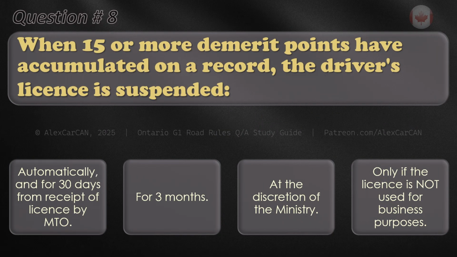Question number 8. When 15 or more demerit points have accumulated on a record, the driver's license is suspended automatically, and for 30 days from receipt of license by MTO. For 3 months. At the discretion of the ministry. Only if the license is not used for business purposes. The correct answer is automatically, and for 30 days from receipt of license by MTO.